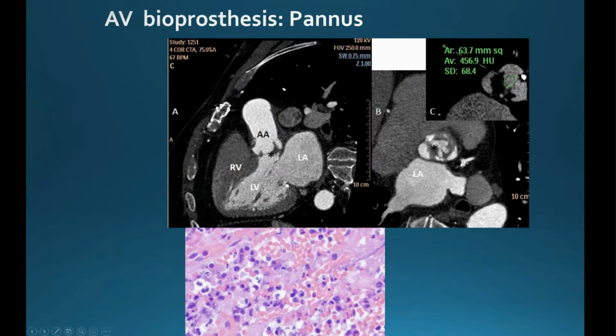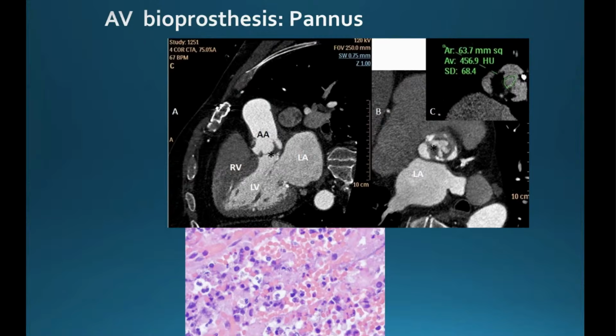Real quickly, this is one of the most common causes of obstructive lesion in the aortic valve, which is an inflammatory response to the prosthesis, causing soft tissue growth, or pannus.